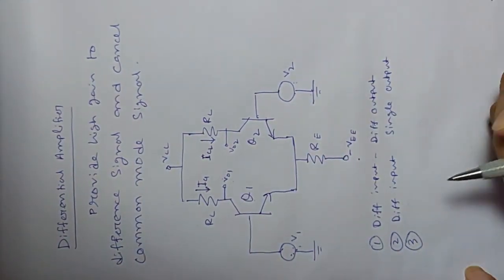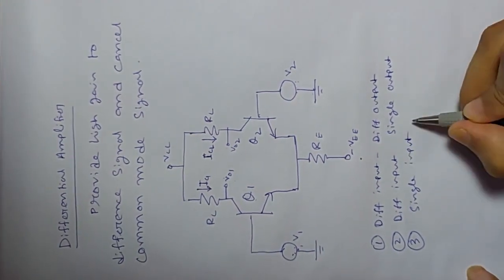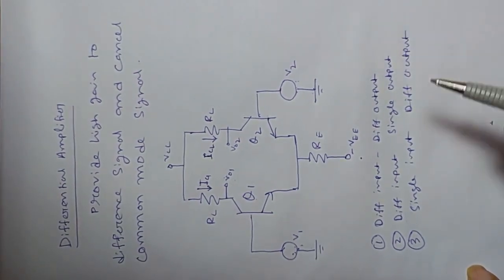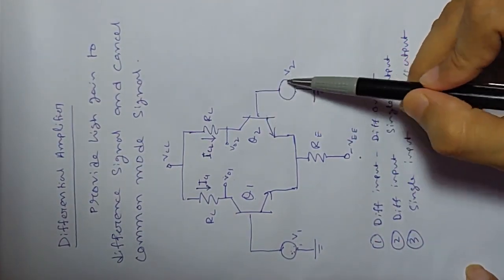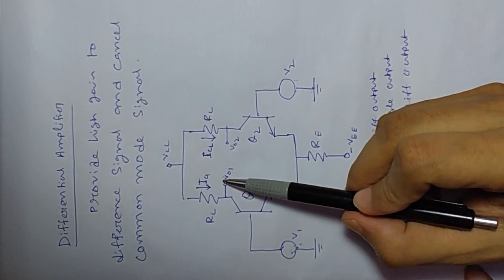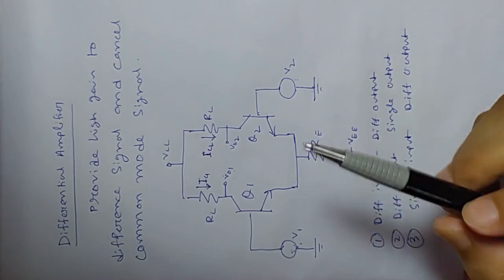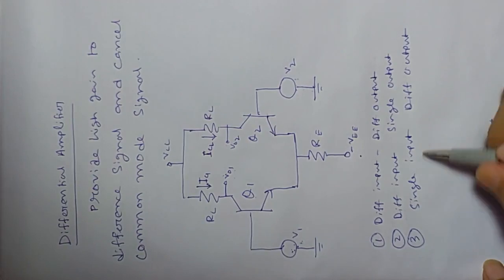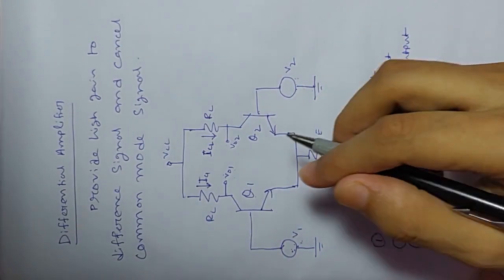The third configuration is single input, differential output. In this case, you apply an input at either of the inputs and connect the other input to ground or some other potential, and collect the output as the difference of the signals. Maybe the output V0 is V01 minus V02, and you may apply the input at either of the two inputs. So that is the single input. You apply either of these signals and take the output as the difference of the outputs.